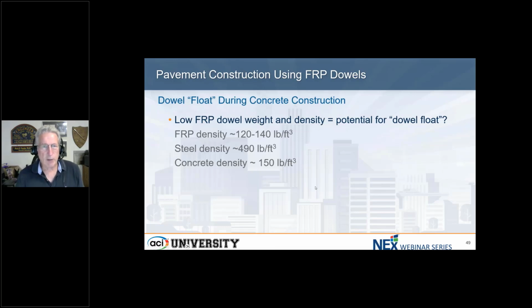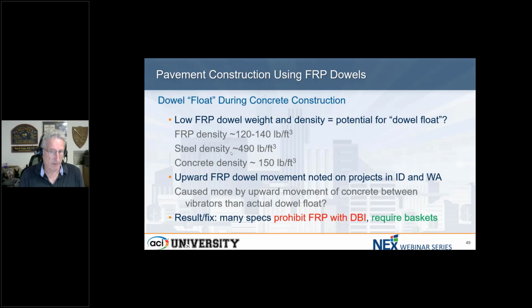Another issue of concern: dowel bar float, in quotes, during concrete construction. Well, FRP density is kind of low, 120 to 140 pounds per cubic foot. Concrete is 150, so in theory, yes, there's a little bit of a buoyancy effect there. It's about a half pound per bar by my calculations, roughly. I would note that the density of steel is 490 pounds per cubic foot. There is quite a downward negative float potential with steel. So if we don't see much movement with steel, we shouldn't see much movement with FRP, but there has been upward movement of FRP noted on projects in Idaho and Washington.